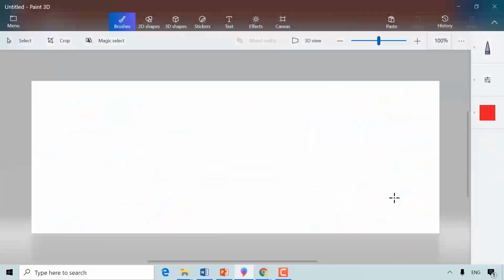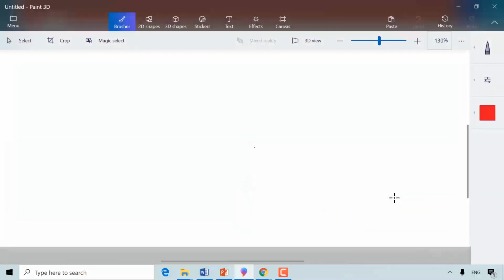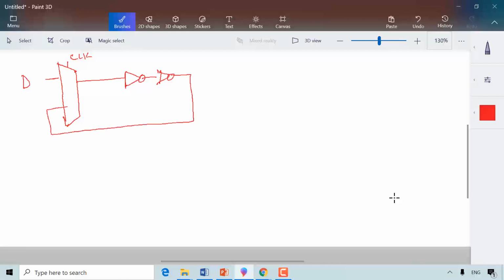So in the last discussion, what we said is that we will implement the static D latch using this multiplexer configuration where I have the D here, and here is the clock, and here is my feedback back to back, and here is my Q.